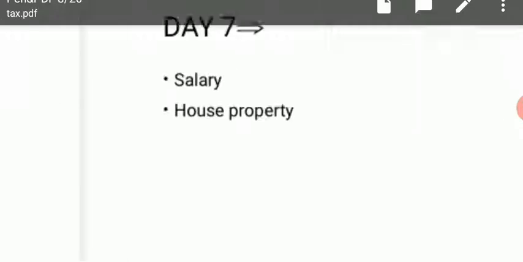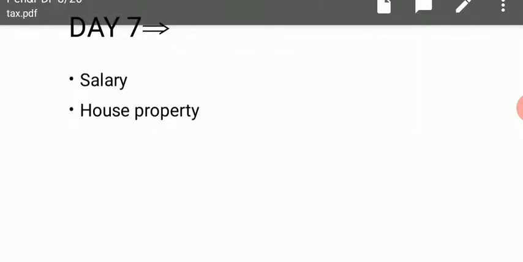Then day number 6, other sources. Day number 7, salary, house property. Now I am not going to repeat that you have to do law or GST. I have already told you that you have to give at least 1 to 2 hours to law or GST or EIS. So that is up to you which subject you are going to club.